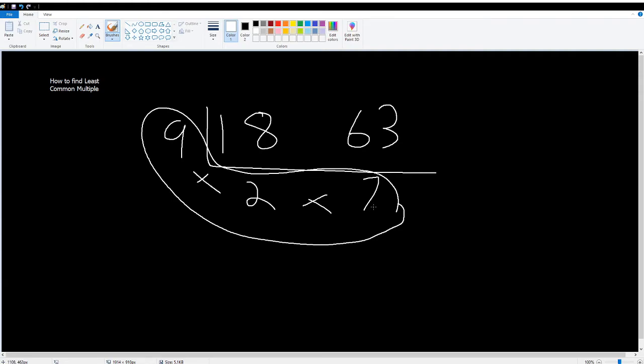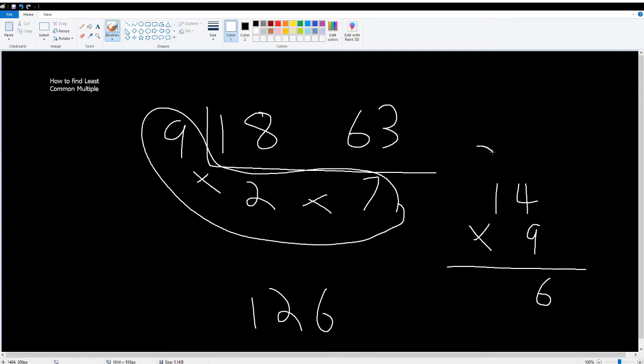So 2 times 7 is 14. 14 times 9, I believe, is 126. So let's double check that just to make sure. Yes, so it's 126. Okay.